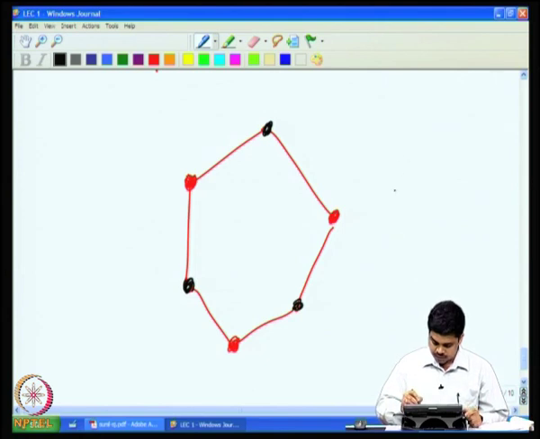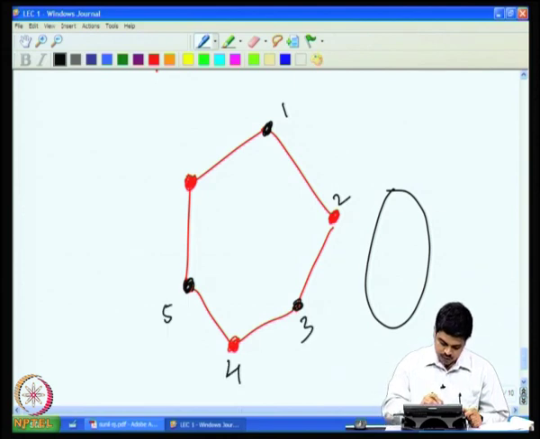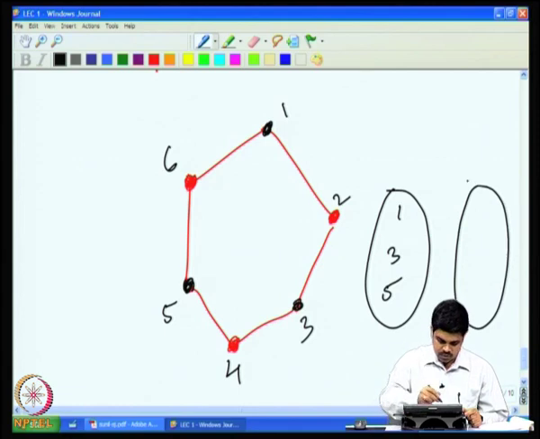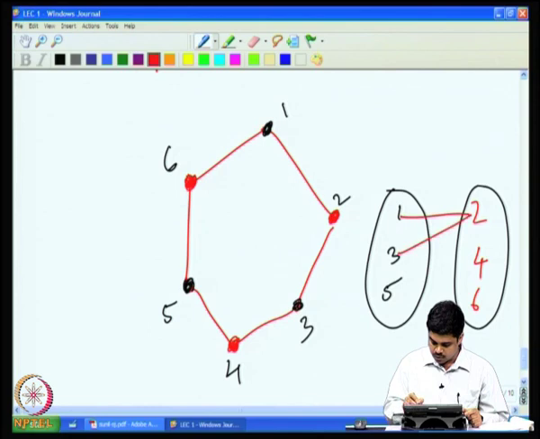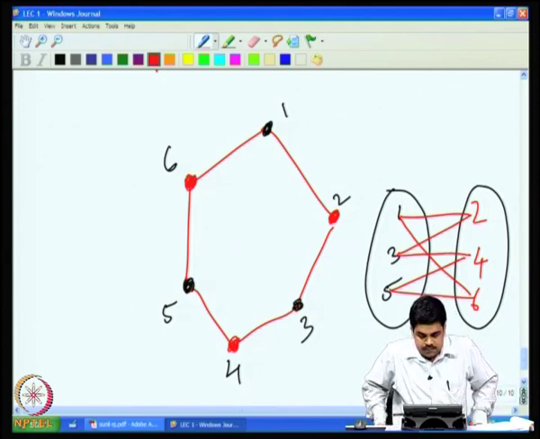So, for instance, if I number it as 1, 2, 3, 4, 5, 6, I could have placed 1, 3 and 5, my black vertices, on this side, and the red vertices, 2, 4 and 6, on this side, and the edges will be 1, 2, 3, 4, 5, 6, 1. So, the edge is always going from one side to the other. So, this is one way of viewing the bipartite graph. Right. So, a graph is a bipartite graph if I can do this thing.